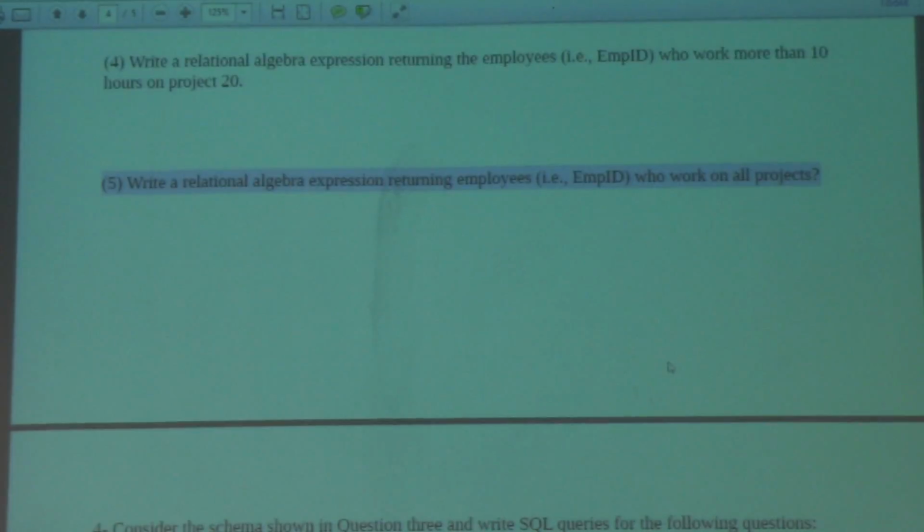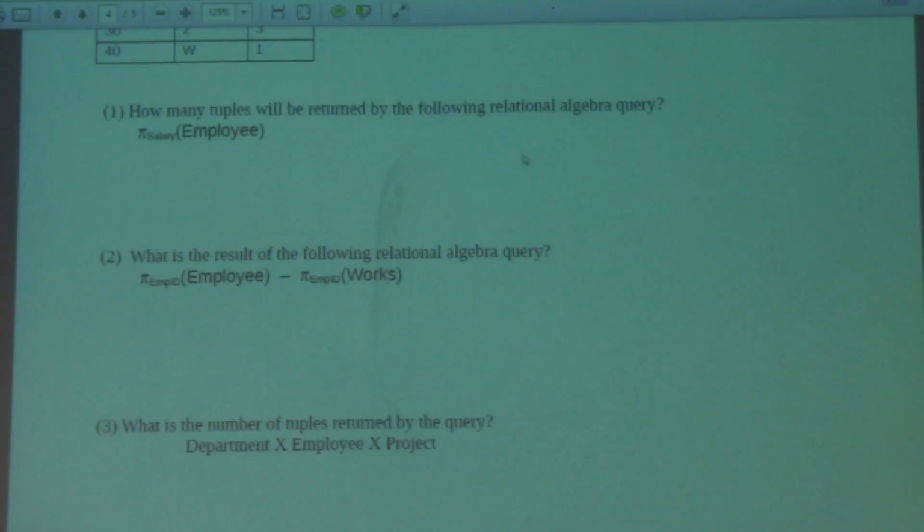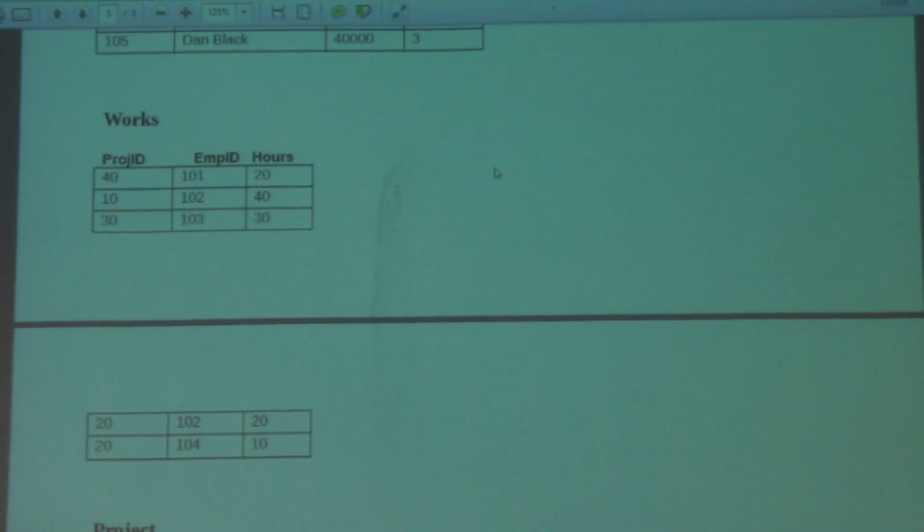Now write a relational algebra expression returning employees who work on all projects. On all projects, the keyword is all. It means that you need to have a division, right? You need to divide. So first you get the employees, and then you get the employee ID of projects. Can you write it on the board for that one?